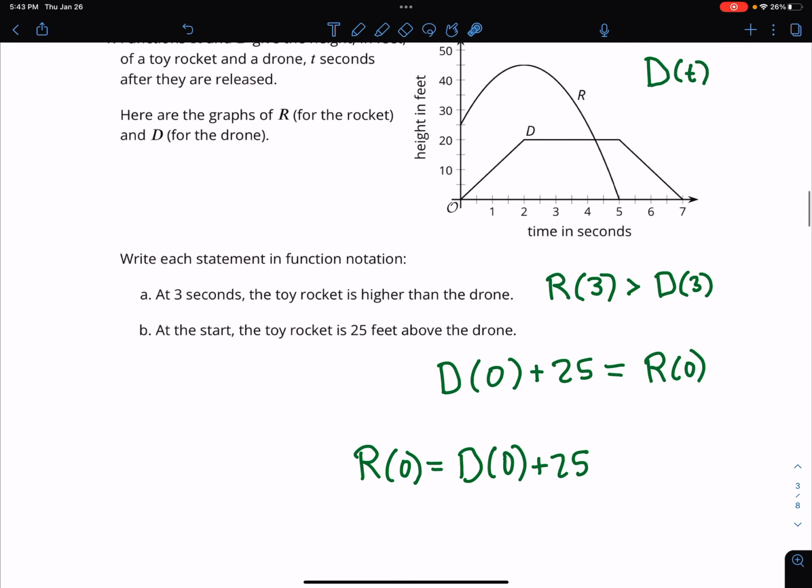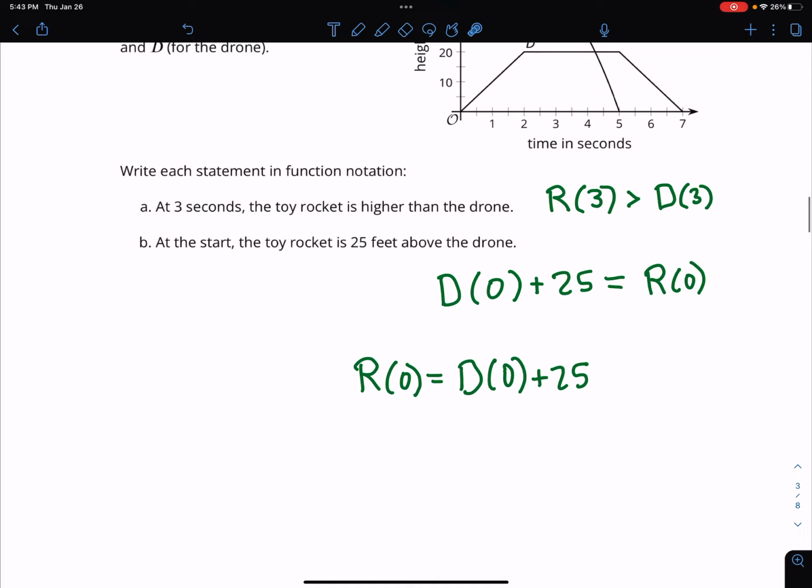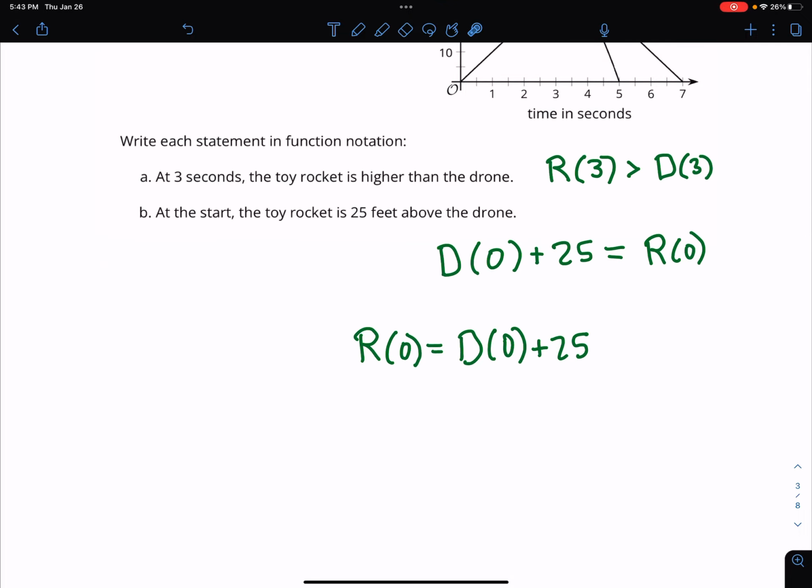You want to be able to go back and forth. You want to take a sentence and be able to write it in function notation. You want to be able to take function notation and rewrite it as a sentence.